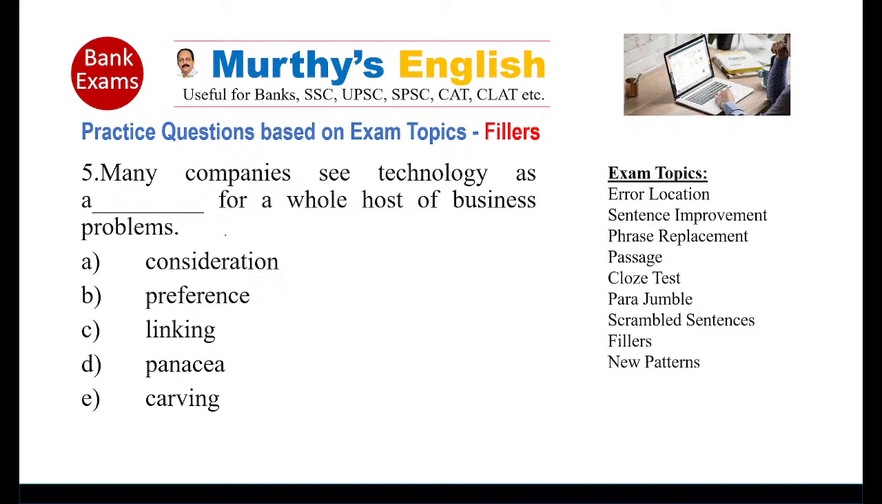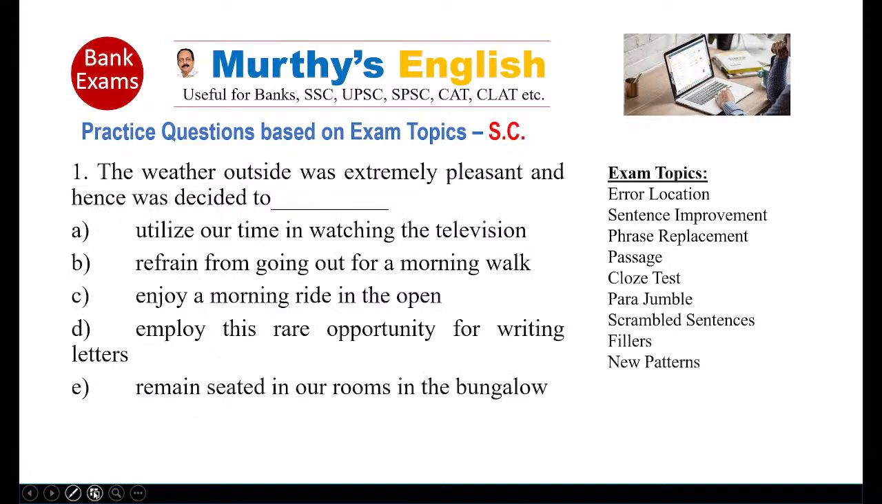"Many companies see technology as a panacea for a whole host of business problems." You can say solution, and consideration, no, preference, no, linking, no, carving, it goes with statues, panacea. Panacea means a single solution for many problems, whole host of business problems. So answer is the fourth option. Now I have brought medicine. Usually it means one solution for many problems, the medicine for all the problems, diseases.